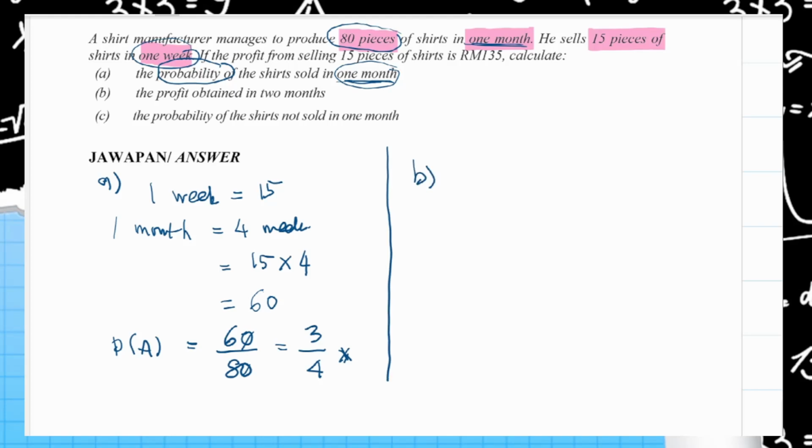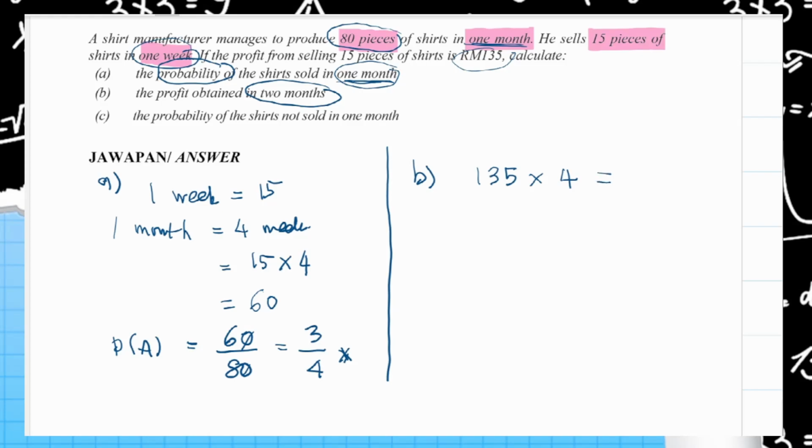Right. Okay. For B, the question asks you to find the profit obtained in 2 months. Check here the information given. If the profit from selling 15 pieces of shirt is 135. So maksudnya bila dia jual 15 t-shirt, dia dah untung 135, right? So dia nak sekarang profit untuk 2 bulan. So kita kira untuk sebulan dulu. So 135 times 4, because 1 month we have 4 weeks, right?